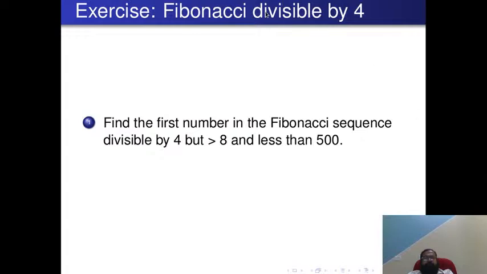Next is Fibonacci divisible by 4. So, find the first number in the Fibonacci sequence divisible by 4, but which is greater than 8 and less than 500. Okay, so that is another question. Find the first number in the Fibonacci sequence divisible by 4, but greater than 8 and less than 500. Okay.